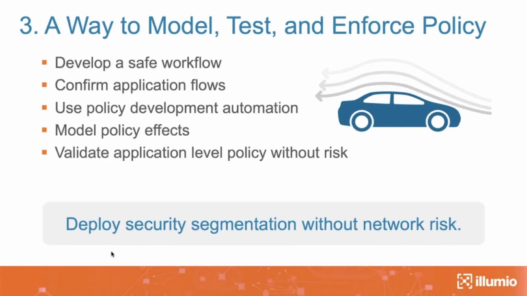And the third and a very important critical element is a way to model policies and test them before enforcing them. So once you have this map, once you have the security posture, then you start defining, hey, here are all the policies that need to go in there. And then you need a way to test them, because you can't be 100% sure that everything has been accounted for, all of the flows and everything.